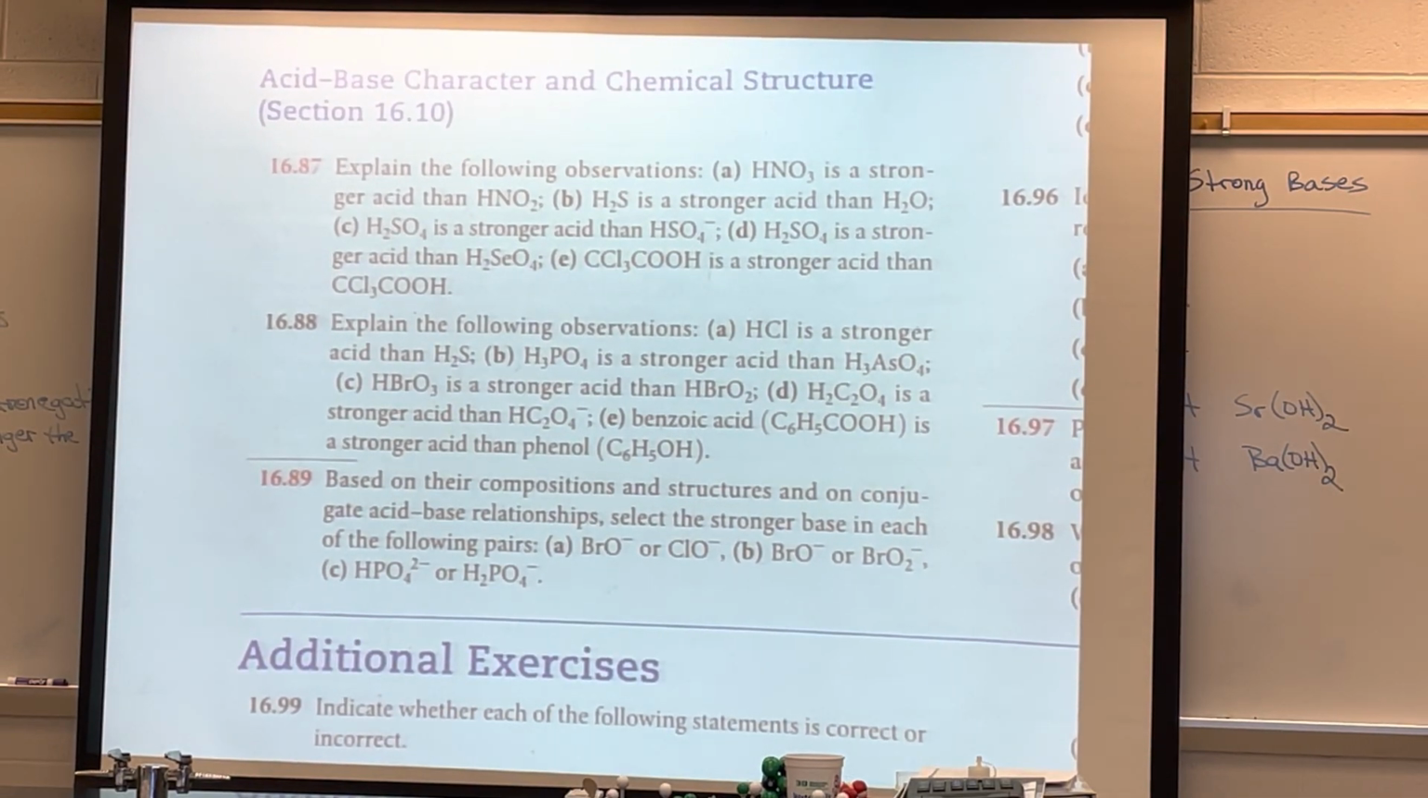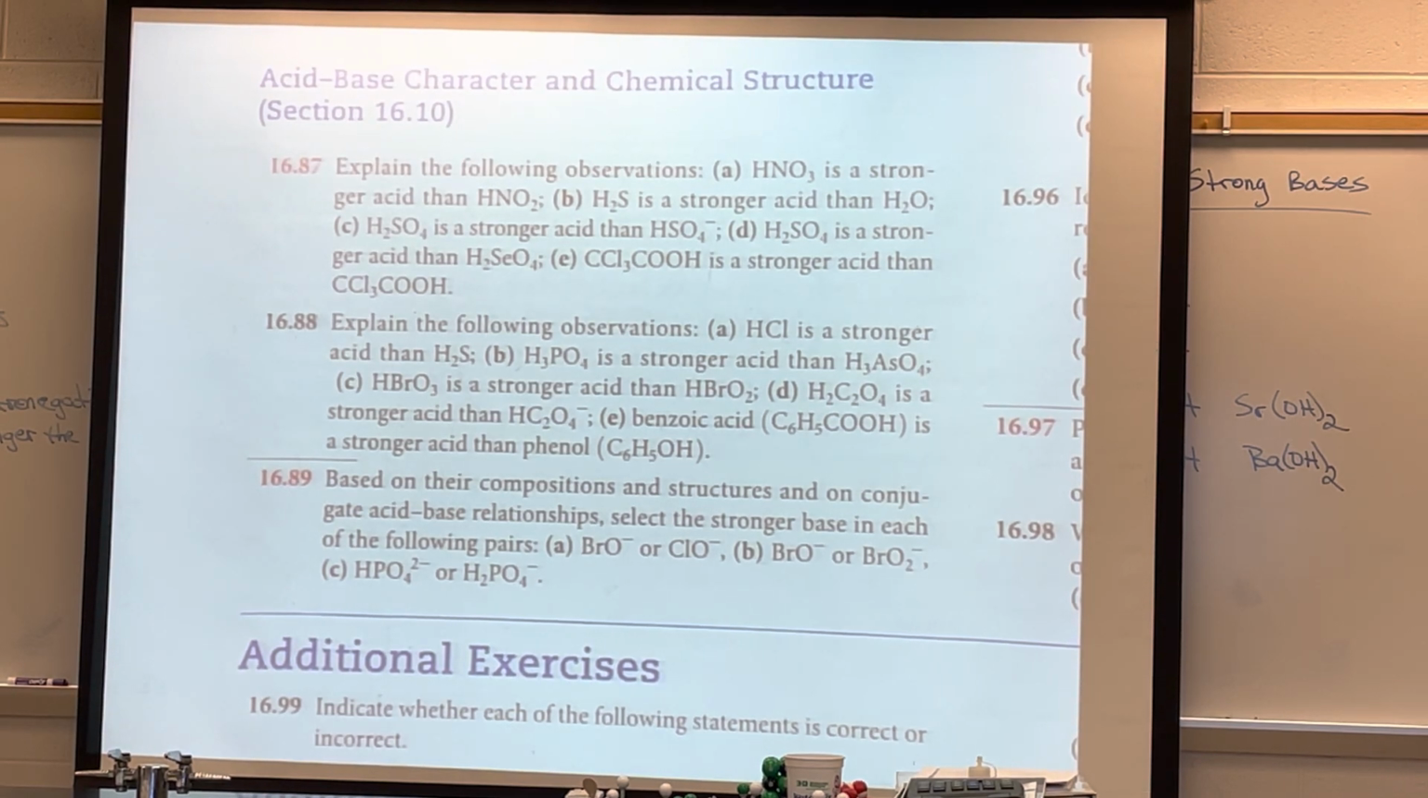So explain the following observations. HNO3 is stronger than HNO2. Who wants to take a crack at that one? It has more oxygens. Okay, so that's true, but we have to explain what that does. It's more electronegative. It takes away the electrons from H. Okay, HNO3 has an extra oxygen, which is an electron withdrawing group.